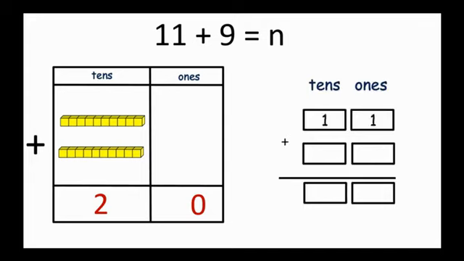11 plus 9. You should write 9 in the ones place. Okay, let's add the ones. 1 plus 9 equals 10. But we are not allowed to write 10 in the ones, so we need to regroup. We will transfer 1 in the tens place. Then add the tens now. 1 plus 1 equals 2. So 11 plus 9 equals 20.